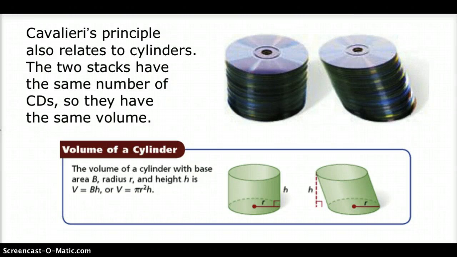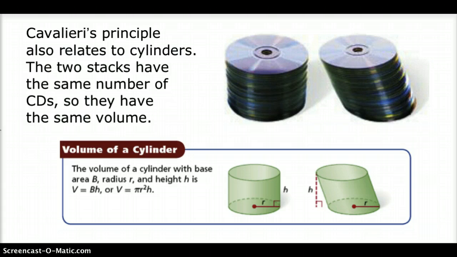So now we're going to go ahead and look at the formula for the volume of a cylinder. We just want you to understand that Cavalieri's principle also relates to cylinders. A good explanation of this is if you have this stack of CDs, and it's the same amount of CDs in each stack, even though one looks like a right cylinder and the other one is an oblique cylinder, really it has the same volume.